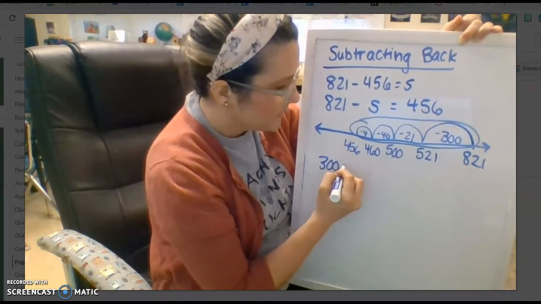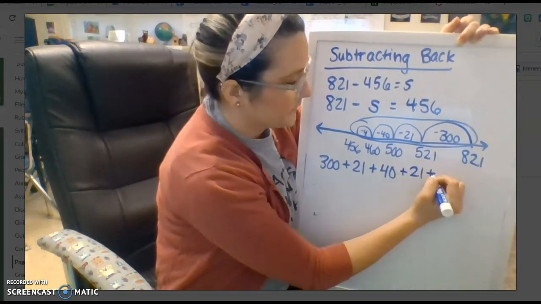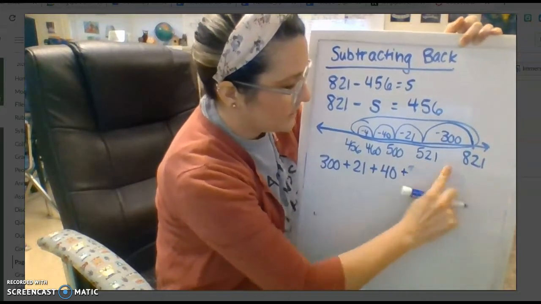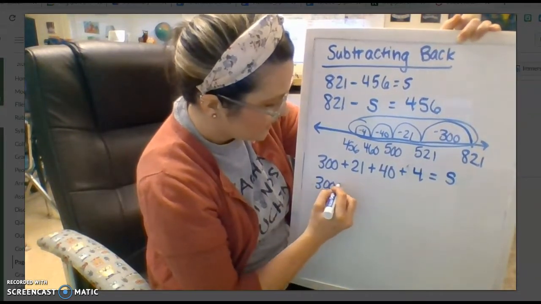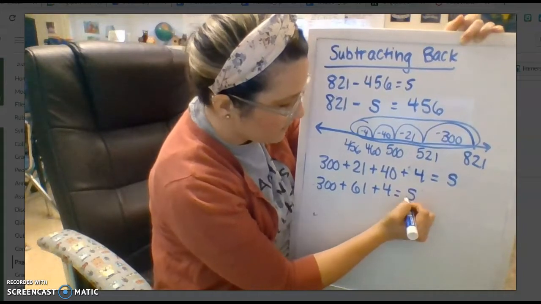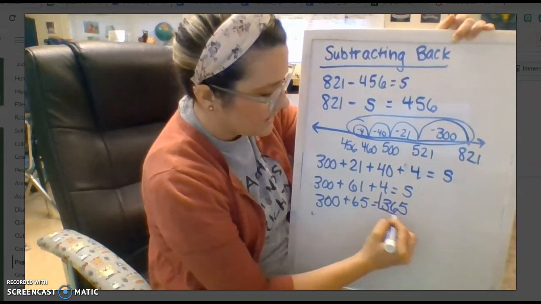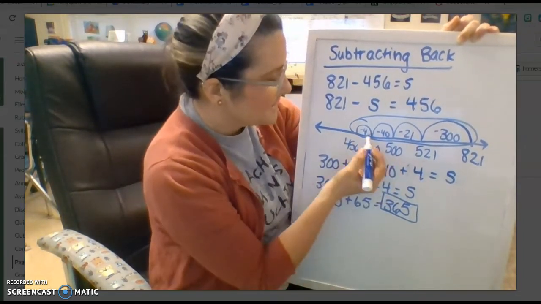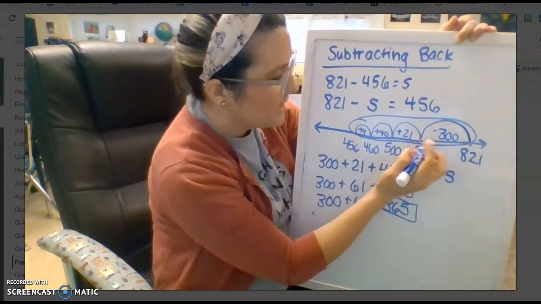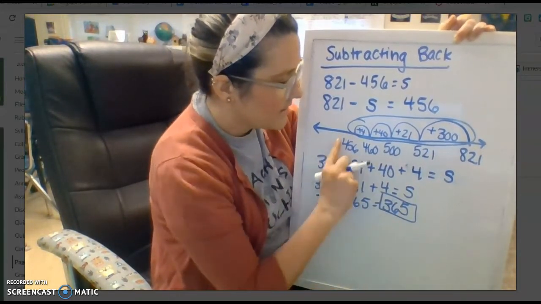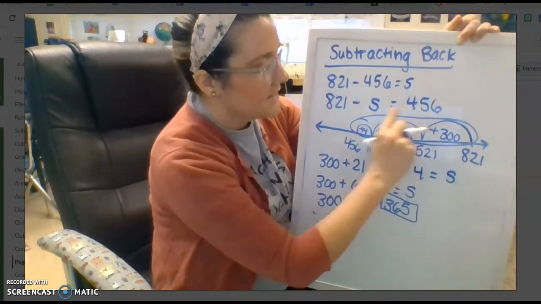And in fact, that looks very familiar to our strategy of adding up, but instead I was subtracting back. Okay? So, I was trying to add 21 twice. S, if I put these two together, 300 plus 61 plus 4, I'm back where I was. 300 plus 65 equals 365. Okay? So if I looked at this number line and I went back and I added, if I started at 456 and I added to 821, I would still have the same answer, and that shows the distance from 456 to 821 and the difference.